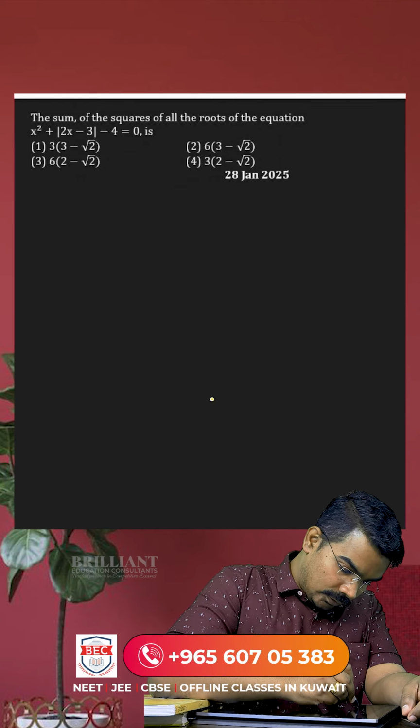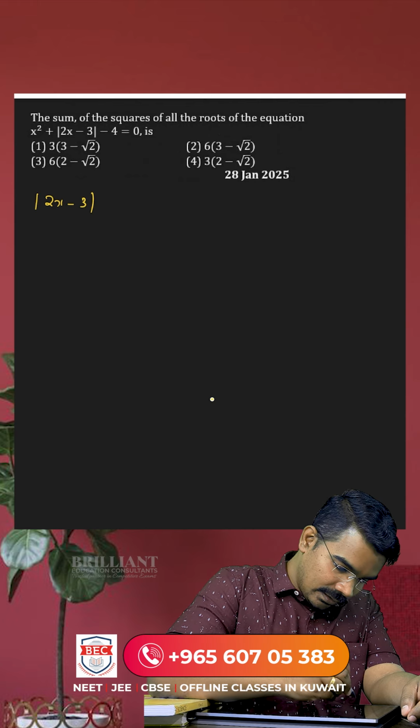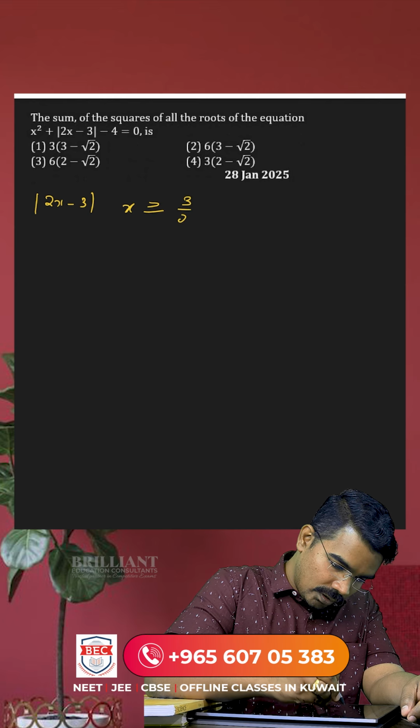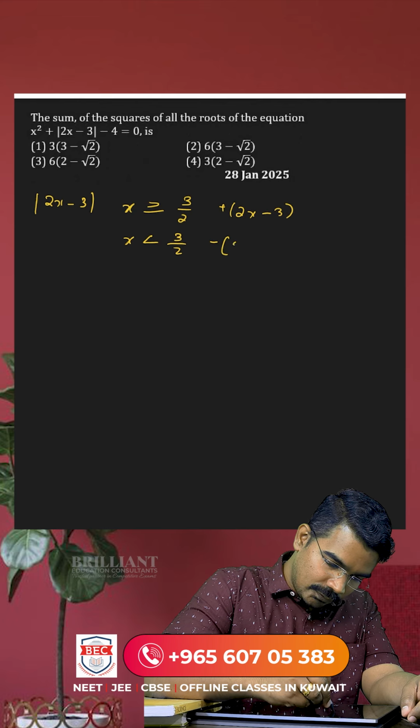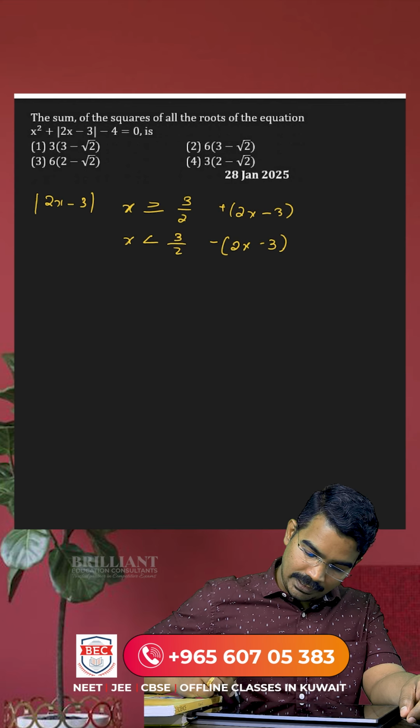So for 2x minus 3, when we open it, when x is greater than or equal to 3 by 2, we have to open it with a positive sign, that is 2x minus 3. If x is less than 3 by 2, then it will be negative, that is minus of 2x minus 3. So we have two conditions here.